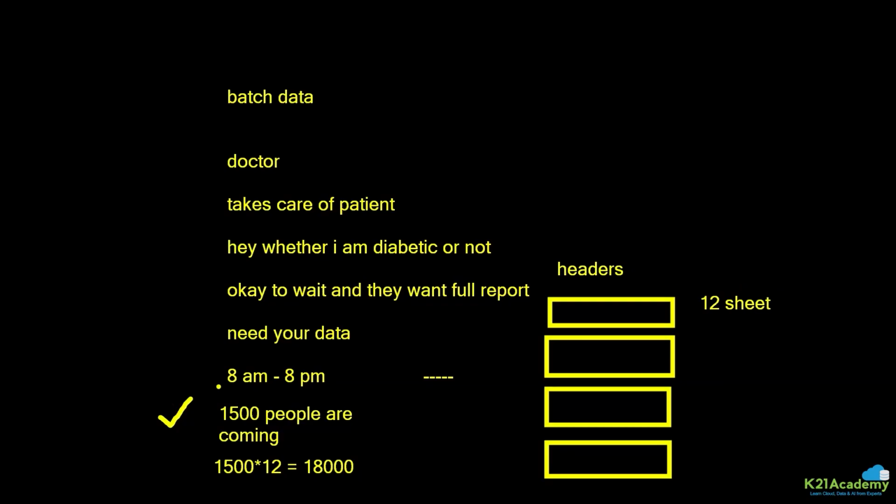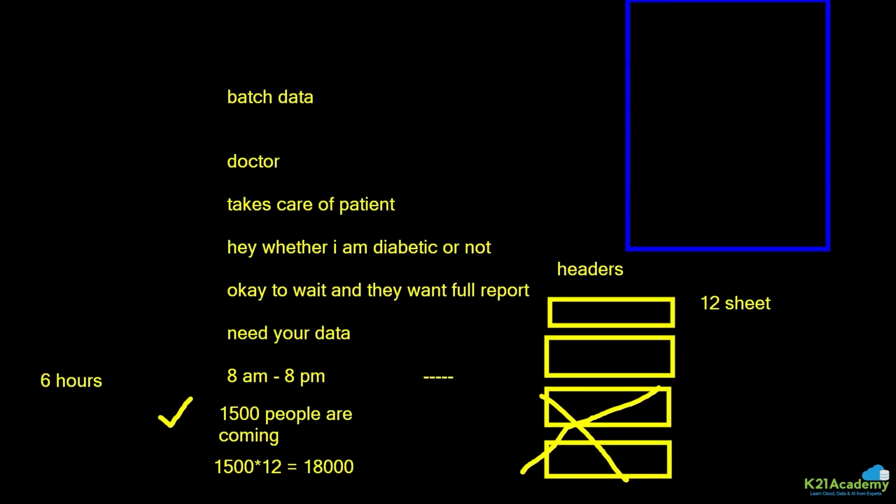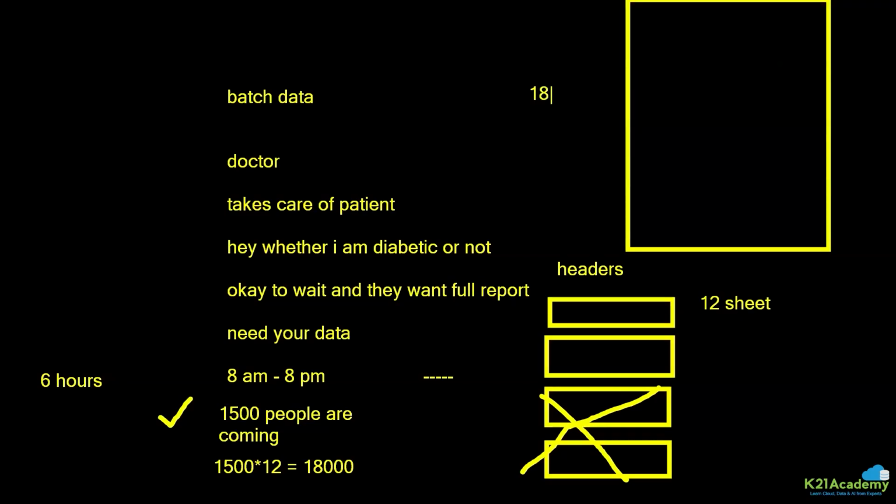Why 12 sheets? Because the nurse sits only for 1 hour. Or suppose the nurse shift is 6 hours. How many sheets will be accumulated? 2 sheets. What I'm trying to help you understand is that in 6 hours, 1 sheet will get filled, and in another 6 hours, another sheet will get filled. All the data will be there together.